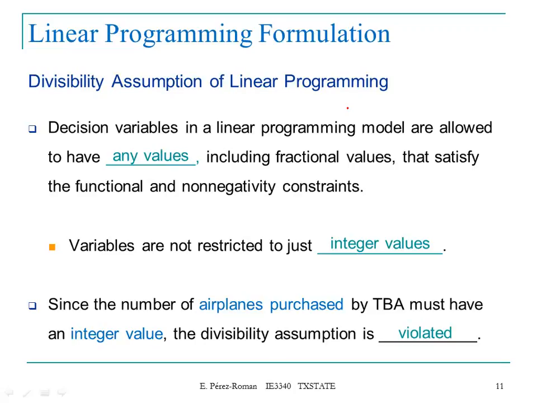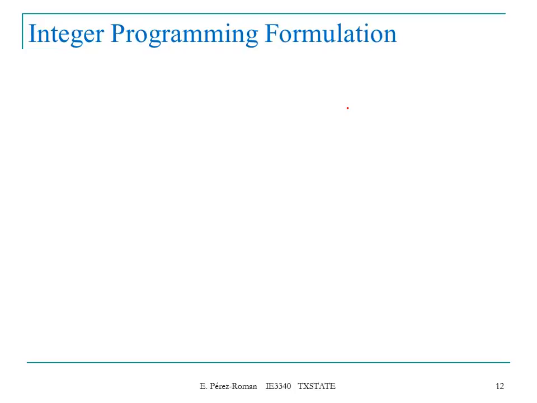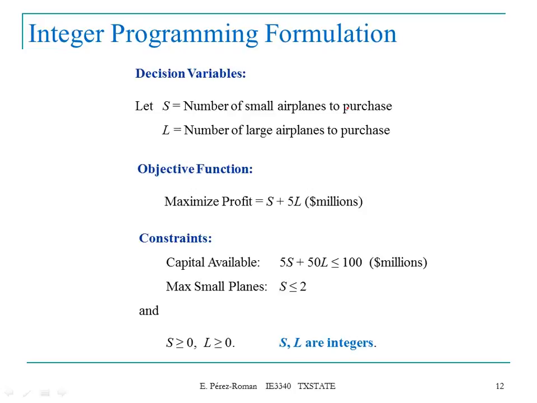Can I go to the next slide? So the formulation stays the same. This is the same formulation that you have on the previous slide. But now, if you look at the decision variables, S and L are integers. So in your formulation now, you need to state that your decision variables need to be integers.